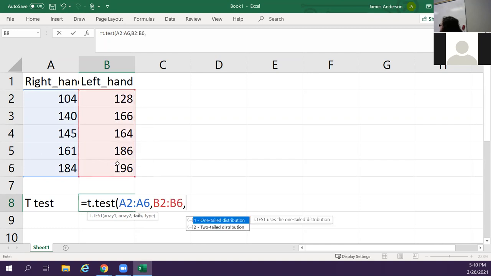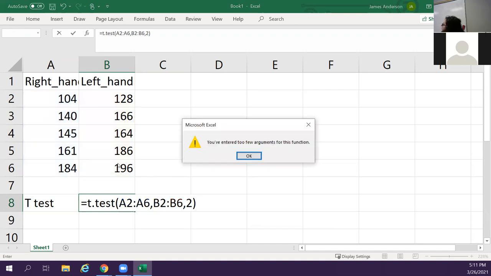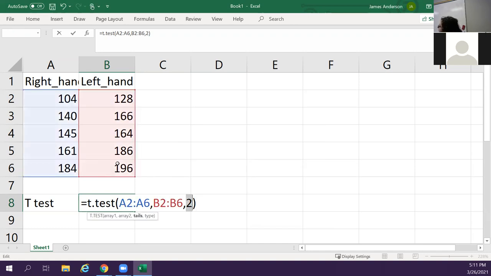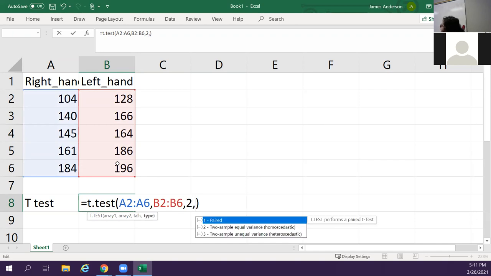And then the comma again, and you want to make sure to do either a one-tailed or two-tailed test. You want to make sure you get this right because your question type will depend on which one you do. So you'll want a two-tailed test here, and then you hit enter. It gives me, what is it? Too few arguments. Oh, tails, type, paired. So you're supposed to check whether it's paired, equal variance, or unequal variance.